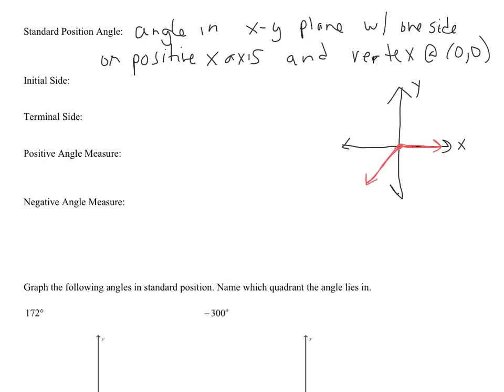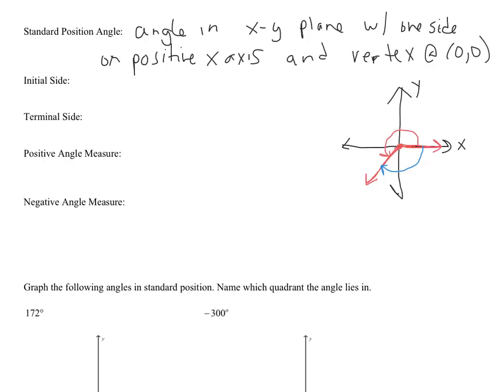So this angle could actually go two ways. We could have this angle where it starts here and goes here. Or this angle could start here and it could go here. So you actually have angles that could go two different directions.